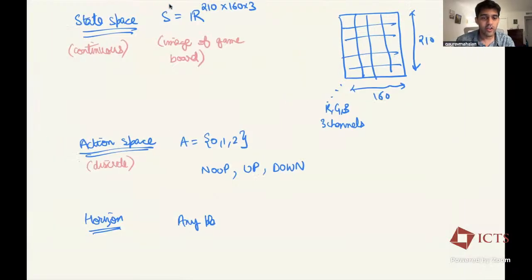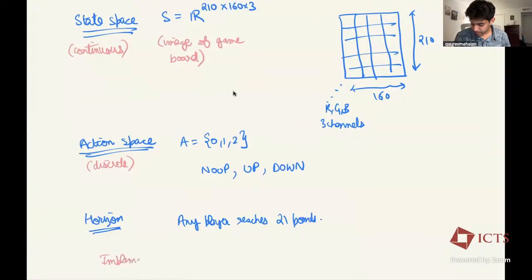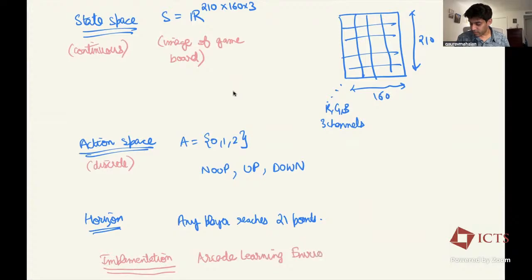Okay, so when any player reaches 21 points, the game ends. And the implementation we're going to use is the one from the Arcade Learning Environment, ALE. It's the ALE Pong game.